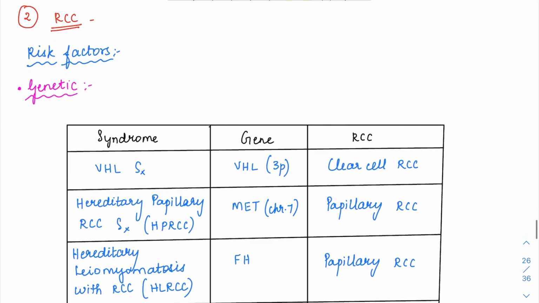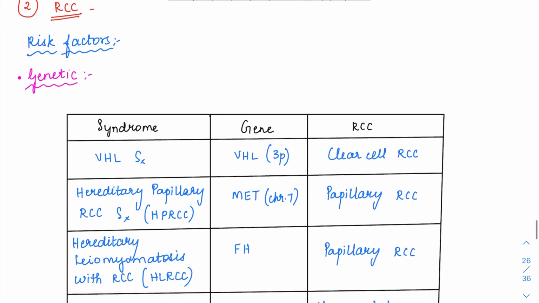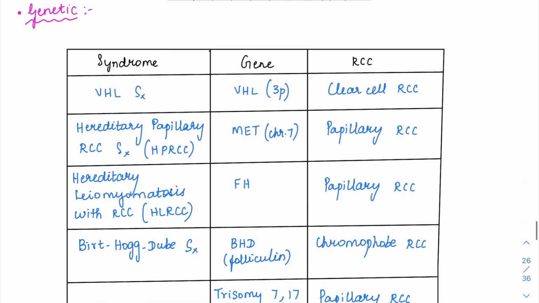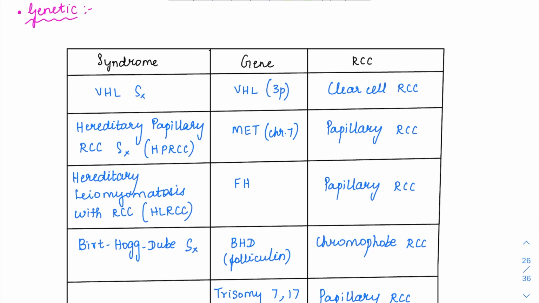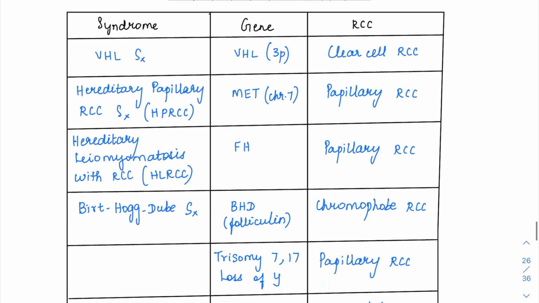So next we'll see about renal cell carcinomas. So the major risk factors of renal cell carcinomas will be genetic causes and other factors. So under genetic factors, RCCs usually have a syndromic association. So what are the syndromes associated with RCC?